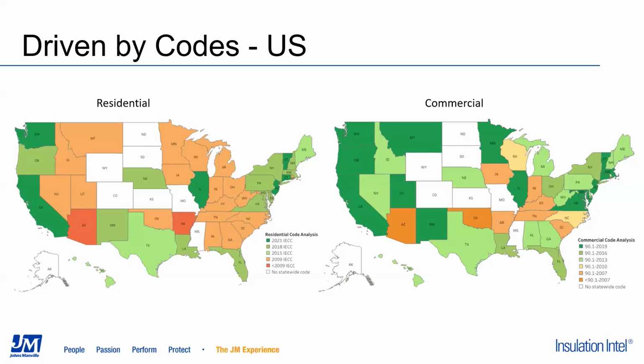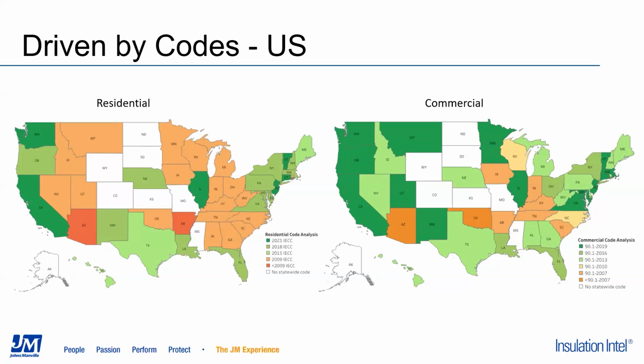Because building energy use is a big piece, building codes include energy as one of the regulated aspects of buildings, along with things like structural, fire safety, and other elements. The maps on this slide show energy code adoption at the state level in the US, with the residential code on the left and commercial on the right.